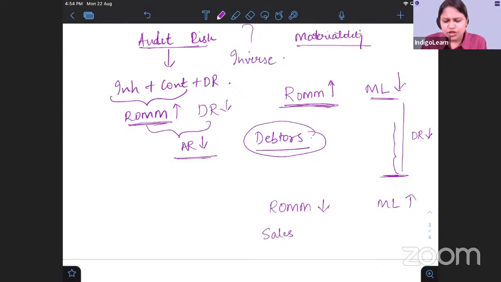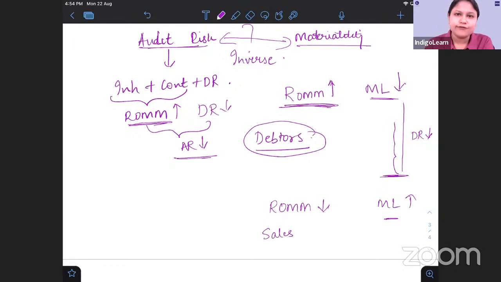So what will you do? You will keep a high materiality level, so you will check fewer transactions. Detection risk will be there, but your overall audit risk will come down, correct? So we say that audit risk and audit materiality are inversely related. Did you get the concept?